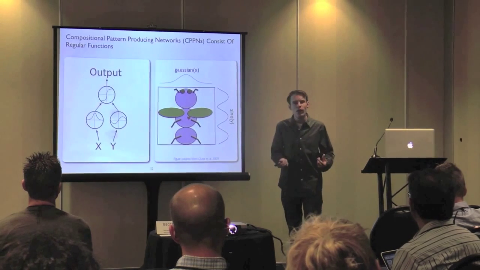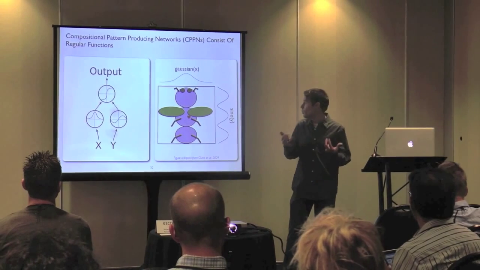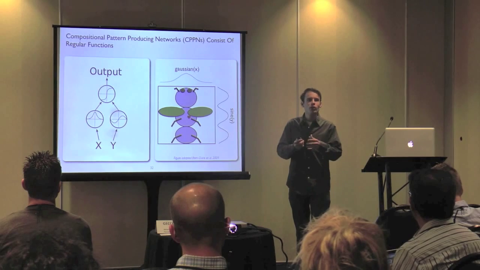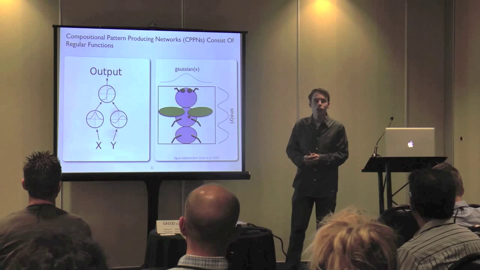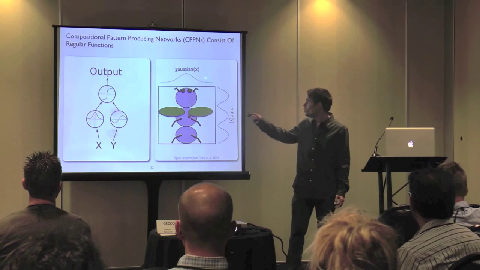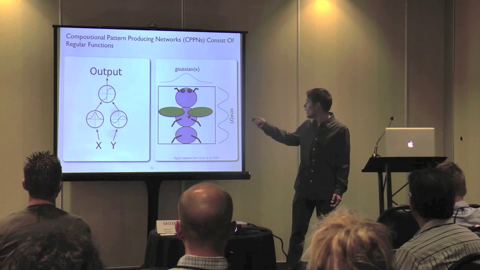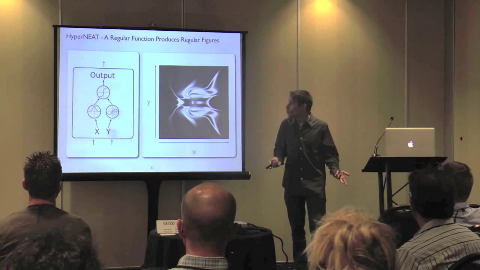What we really want is to have the regularities, such as symmetry and repetition. So we want to be able to compose the regularities, and we do this using a compositional pattern producing network, where we can combine something like a Gaussian for a symmetric pattern, or a sine wave for a repeating pattern. And I can also show that this works.